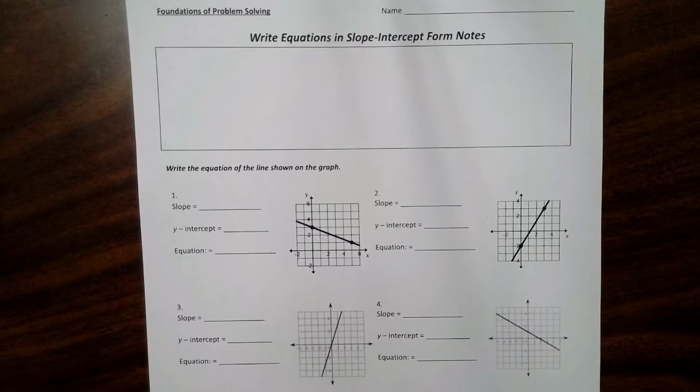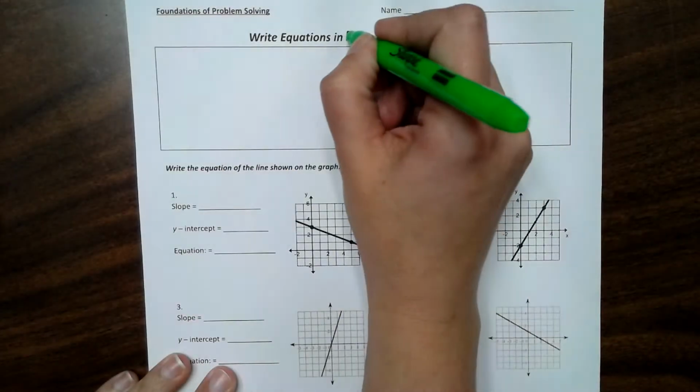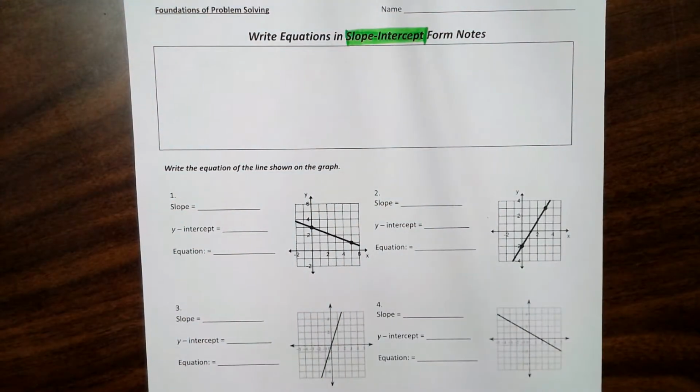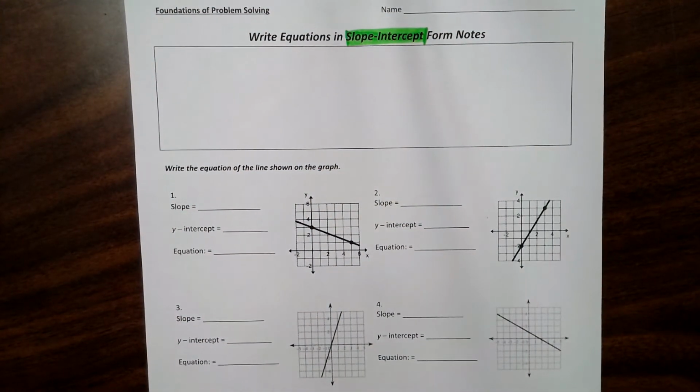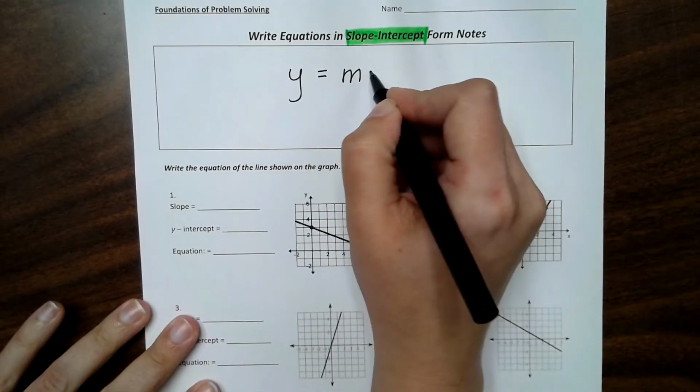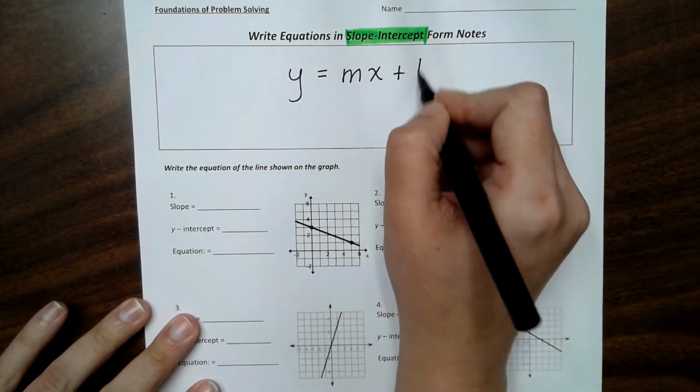Hi everybody! So in today's video, we are going to be talking about how we write the equation of a line using the slope-intercept form that we've been talking about for the last few days. So I want to remind you what slope-intercept form looks like. As a reminder, slope-intercept form is this: y equals mx plus b.